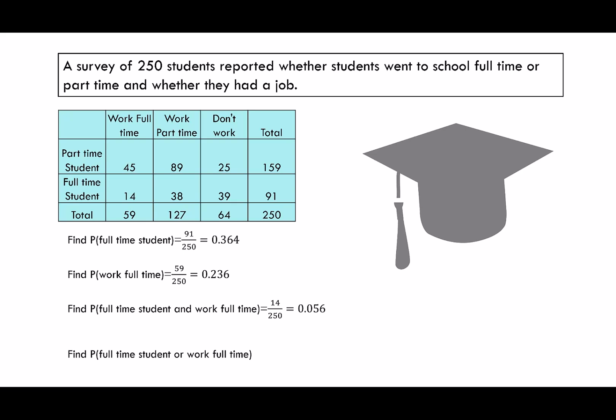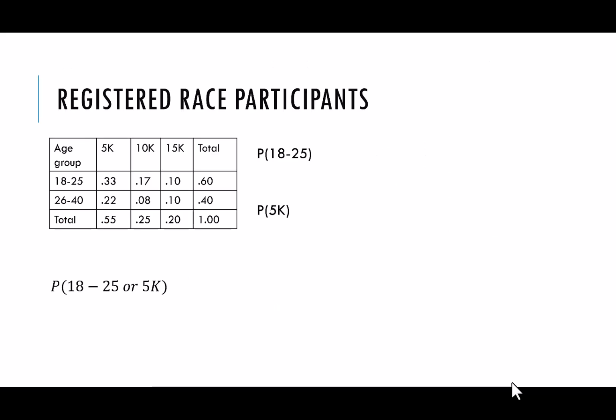Now we can find the probability of selecting a student at random that is a full-time student or works full-time. We'll put together the probability that a student is full-time, which we know is 0.364, with working full-time, which is 0.236, and then we'll subtract full-time student and full-time worker, which is 0.056. This gives us a probability of 0.544. Let's try one more example.